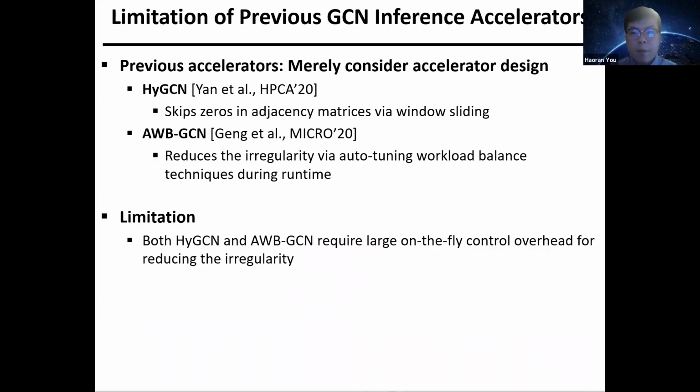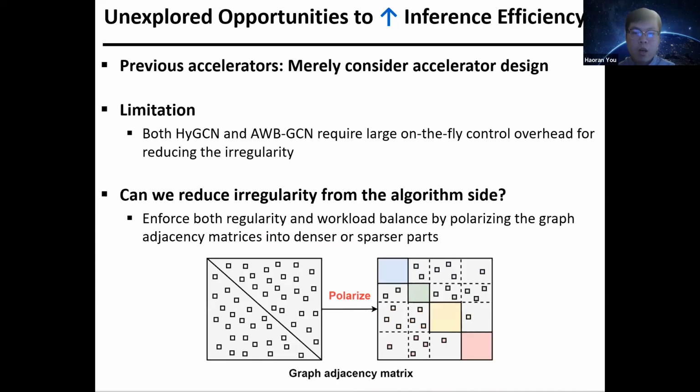However, there is one major limitation in both HyGCN and AWB-GCN. That is, they require large on-the-fly control overheads for reducing the irregularity. So how do we overcome such a limitation? We discuss the unexplored opportunity. That is, can we reduce the irregularity from the algorithm side by polarizing the graph adjacency matrix into workload-balanced denser parts along the diagonal line, or workload-light sparse parts along the off-diagonal line?